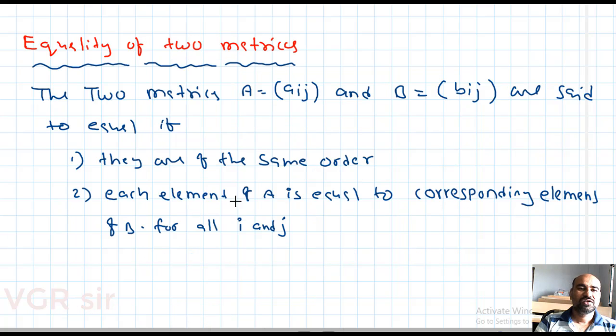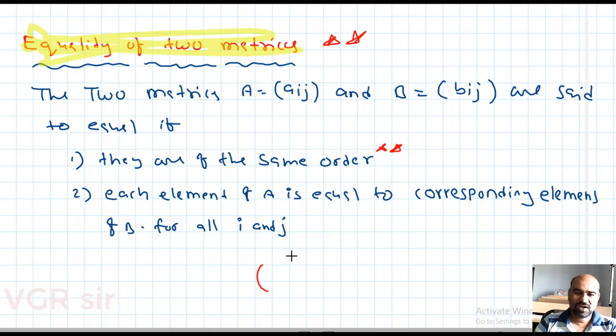Next, equality of two matrices. This is also very important. When are two matrices said to be equal? Two matrices A, Aij and B, Bij are said to be equal if they are of the same order. This is very important. First of all, they should have the same order. And each element of A is equal to the corresponding element of B for all i and j. Just like equality of two sets, no? Like equality of two matrices.